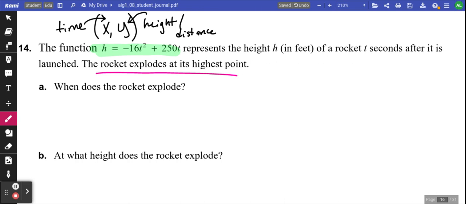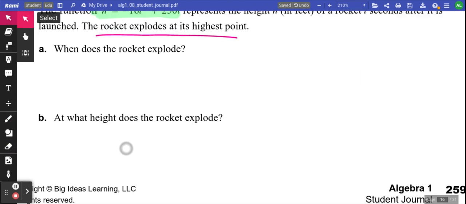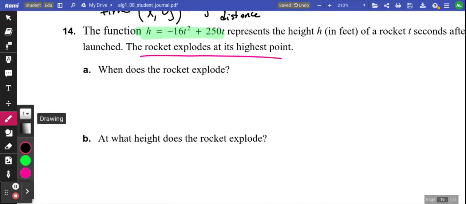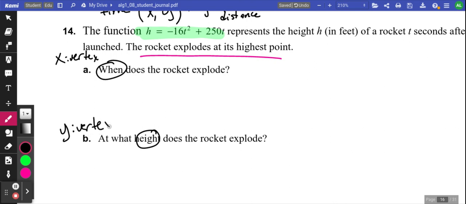So really what you need to do is look at that equation and tell me, what is the x of your vertex? What is the y? Then it'll ask how long is it in the air, something like that. I'm skipping those. All I want to know is, when does it happen? When is telling me the x of my vertex. At what height? That's the y of my vertex. The same exact process that I've already used. I'm going to say y, really, I guess it's h.